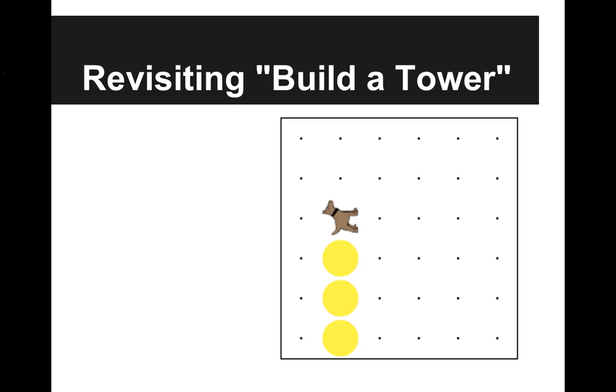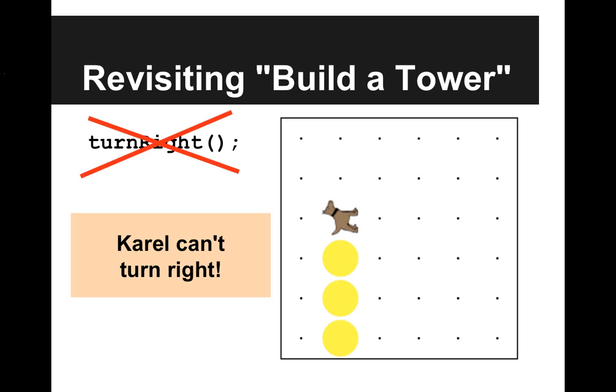Carol was on top of the tower, and what you wanted is Carol to turn right. So maybe you wrote a command like this: turnRight(); because that's what you wanted Carol to do. Carol can turn left, but when you may have tried this, you'll notice that Carol can't turn right. This would have thrown an error. This is not one of the commands that the dog knows.